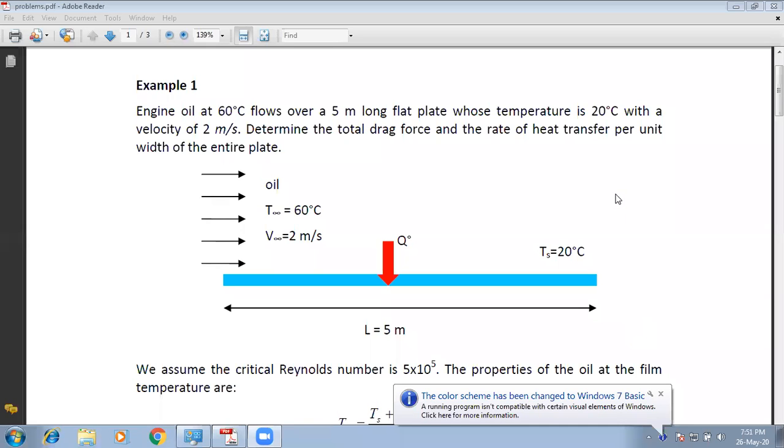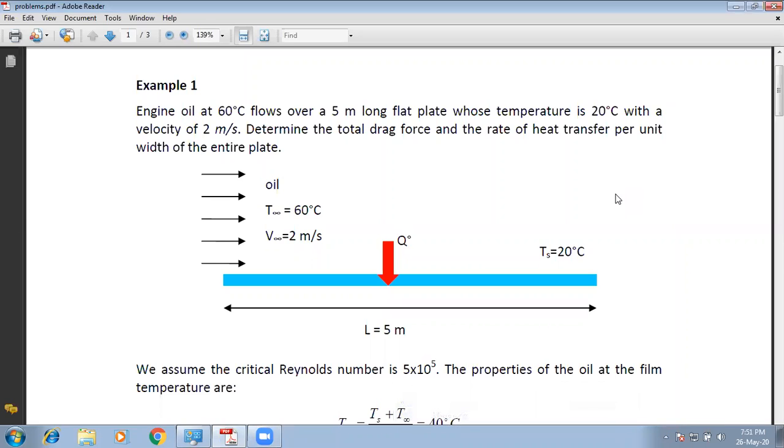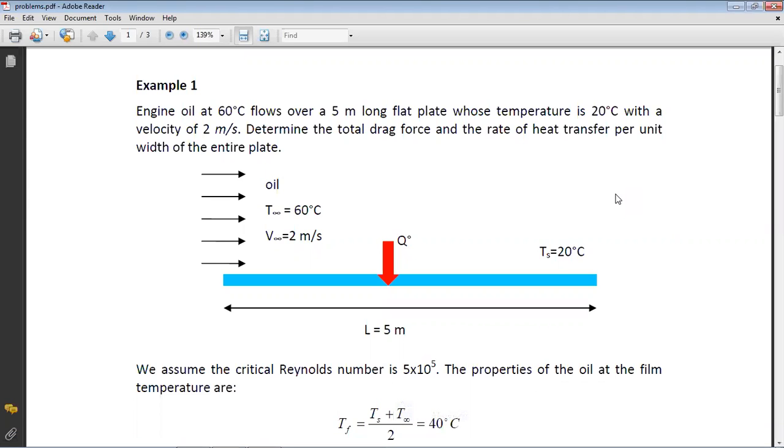Today we will discuss a couple of problems on convection. The first problem goes like this. An engine oil at 60 degrees Celsius flows over a 5 meter long flat plate whose temperature is 20 degrees Celsius with a velocity of 2 meters per second. Determine the total drag force and the rate of heat transfer per unit width of the entire plate.